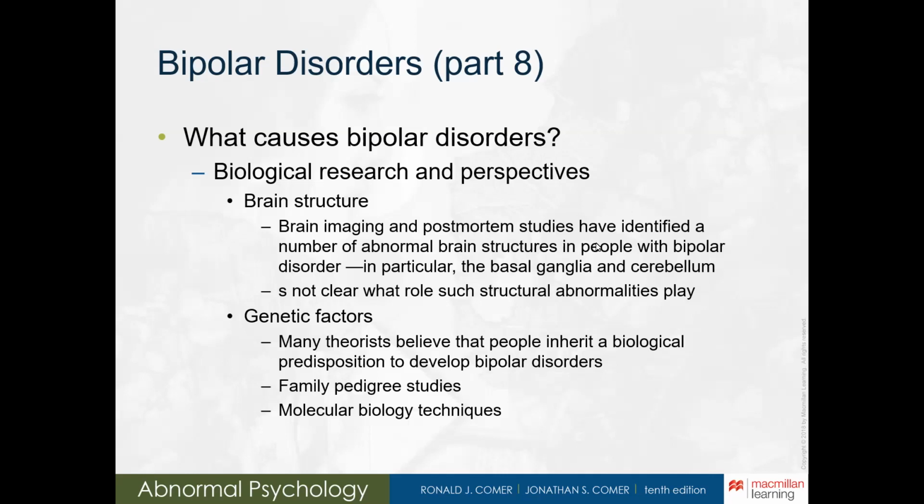Then we look at genetic factors. So there are theorists that believe that people inherit a biological predisposition to develop bipolar disorders. So the family pedigree study supports this theory that identical or monozygotic twins are 40% more likely to develop a bipolar disorder. Fraternal or dizygotic twins and siblings are 5 to 10% more likely to develop a bipolar disorder. The general population is between 1 and 2.5%.